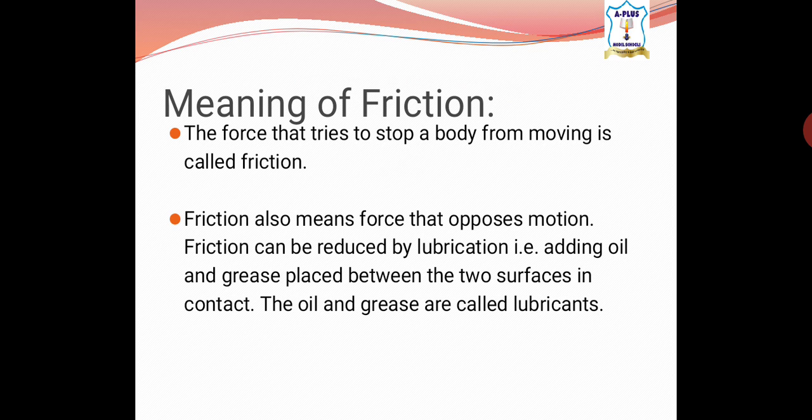Friction also means force that opposes motion. That means the force that goes against motion. Friction can be reduced by lubrication, i.e. adding oil and grease placed between the two surfaces in contact. When there are two surfaces in contact, to reduce friction, you apply lubrication like oil and grease. The oil and grease are called lubricants. So when you apply oil or grease on two surfaces that are coming into contact, that means you are applying lubricant.